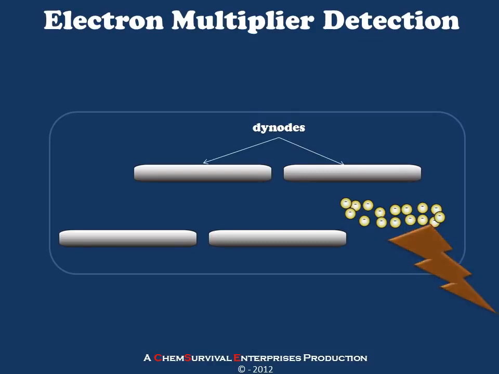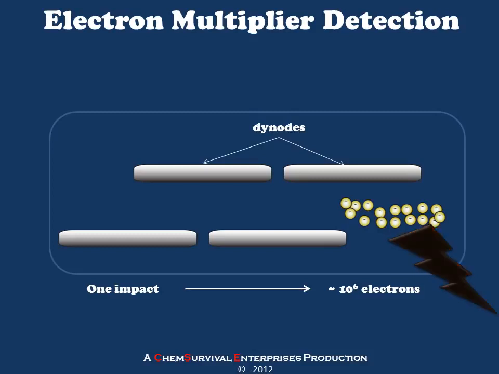In our cartoon, we've only created about 20 or so electrons from a single impact, when in fact, within the instrument, about 1 million electrons are generated per impact in a well-tuned electron multiplier. This means that it only takes a few impacts to generate enough electrical current for the workstation computer to pick that up and read that as a signal coming from the detector.